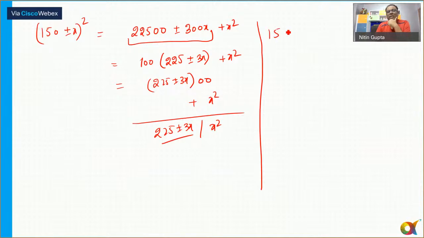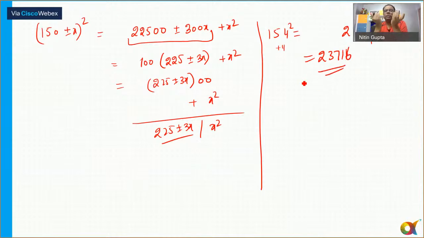For example, I need to find out the square of 154. So I'll say 4 square is 16. 15 square is 225. So 225 plus 4 into 3, as there is a surplus of 4. 4 into 3 is 12, and in 12 I'll add 225. So 225 plus 10 is 235, plus 2, that is 237. And that is 23716.